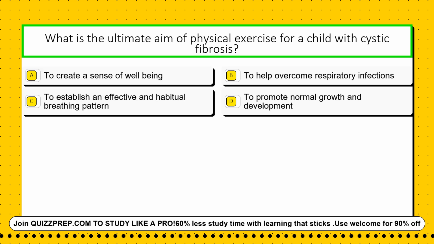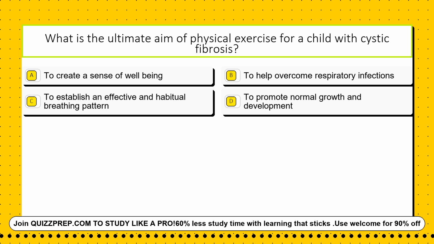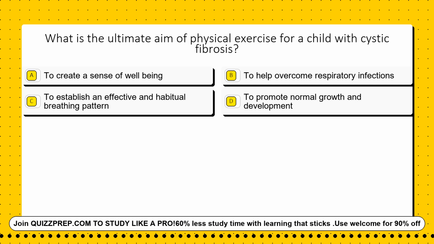Question 106. What is the ultimate aim of physical exercise for a child with cystic fibrosis? Option A. To create a sense of well-being. Option B. To help overcome respiratory infections. Option C. To establish an effective and habitual breathing pattern. Option D. To promote normal growth and development.